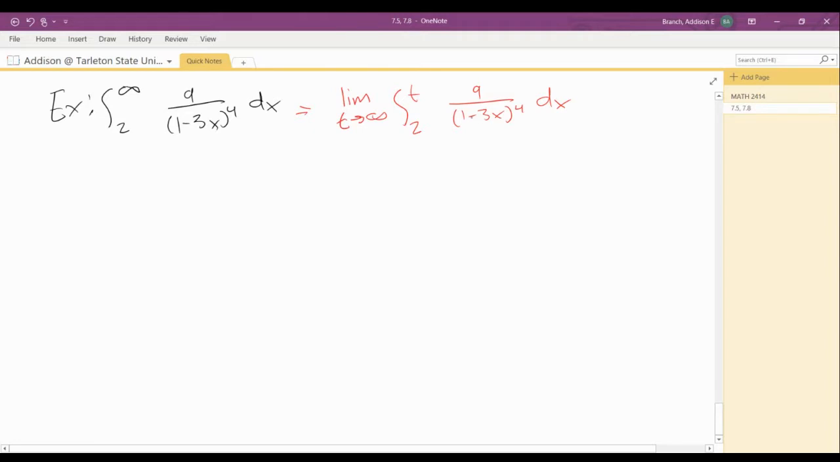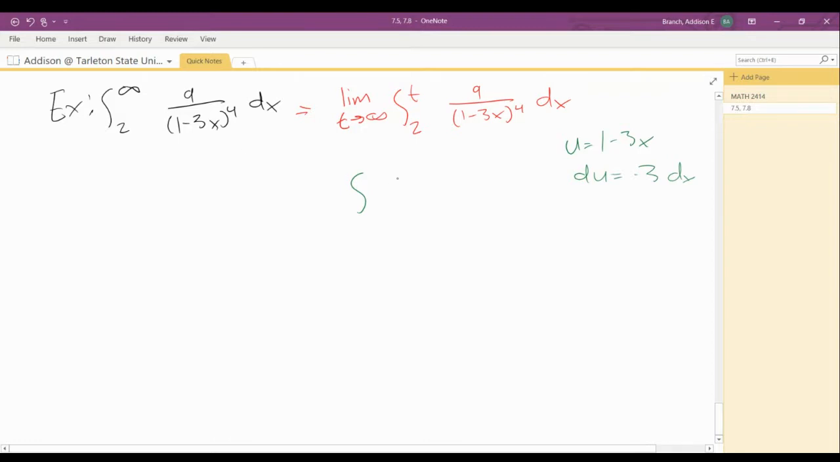So right here, I would not expand this. You could if you wanted to, but that would actually be a little bit harder to solve. Since we have a linear term in the bottom and a constant on top, we can just do a simple u sub. So we can say that u is equal to 1 minus 3x, du is equal to negative 3 dx.